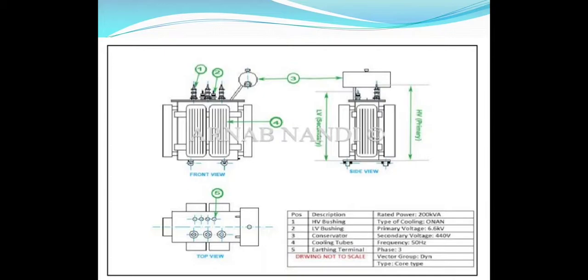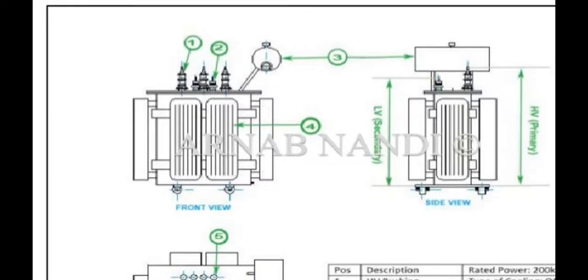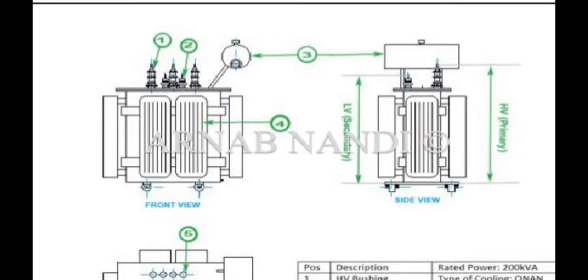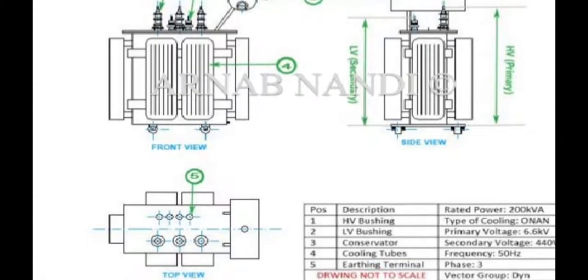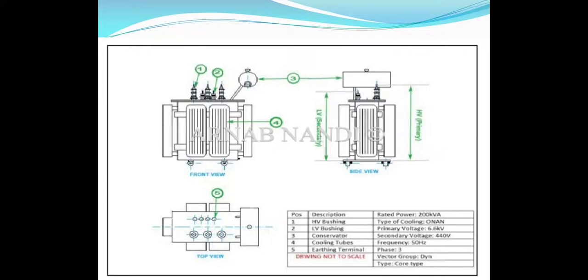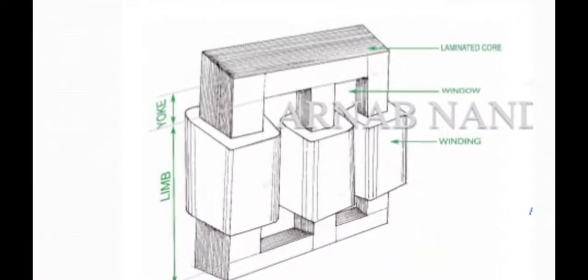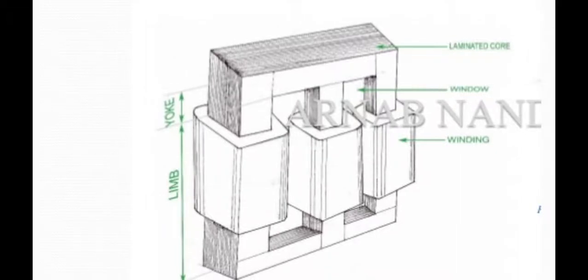And this is also a diagram that shows the transformer. The numbers 1 and 2 are marked as bushings, where number 1 is a high voltage bushing and number 2 is a low voltage bushing. And we have a conservator, and fourth is a tank with cooling tubes, and fifth is the earthing terminal. These are the major parts present outside of the transformer. And this is a typical diagram that shows how the transformer core and windings are arranged.